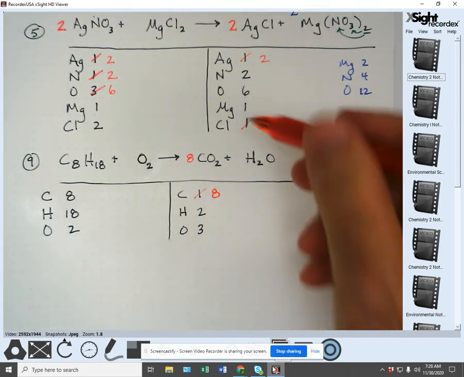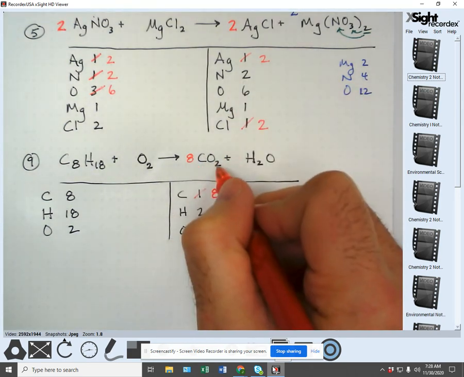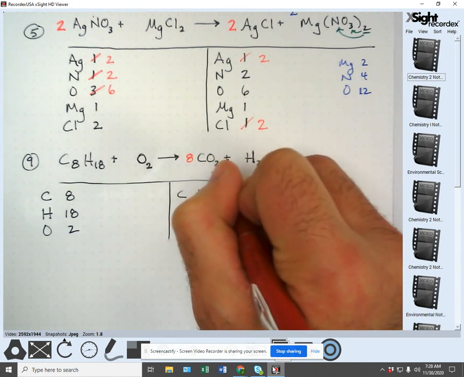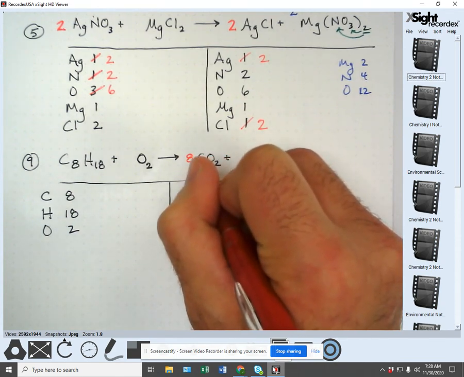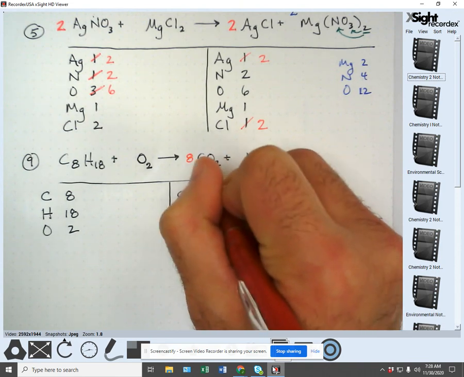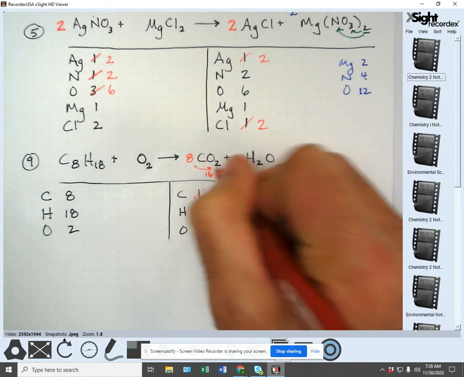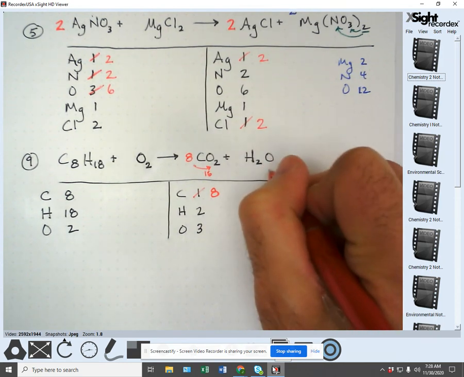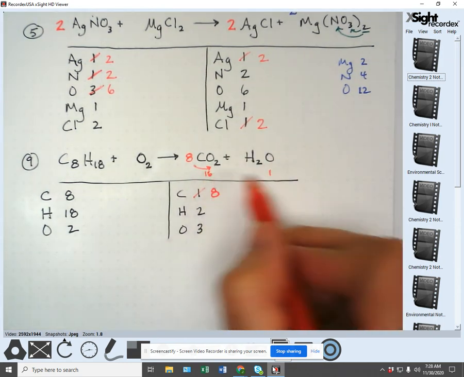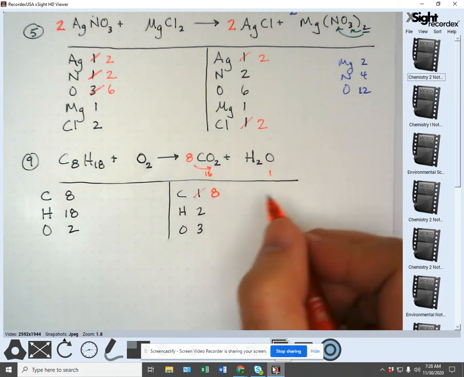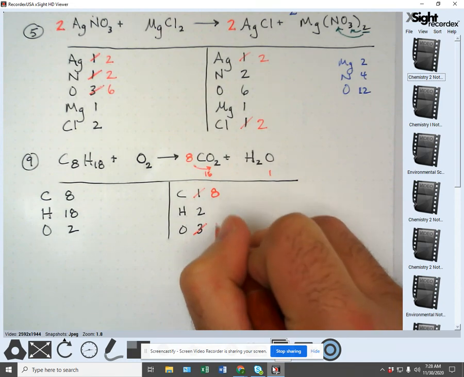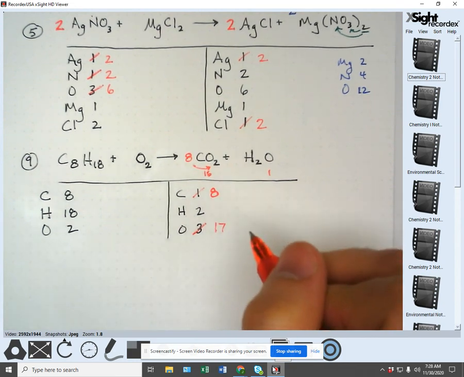Now, that's going to kick my oxygen. So my oxygen, 8 times 2, is going to be 16 here, right? 8 times 2 is 16 oxygen. And then over here, I've got 1 oxygen, right? So we add those. 16 plus 1 means we now have 17 oxygen.